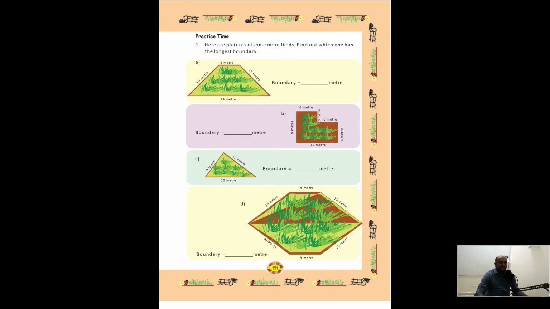Now, practice time. Let us practice a few more questions on how to calculate the boundary sizes, and we have to tell which is the longest boundary among these four. The first one is very clear: you add the four sides, then you get the boundary. So 6 plus 15 plus 24 plus 15 is equal to 60 meters.